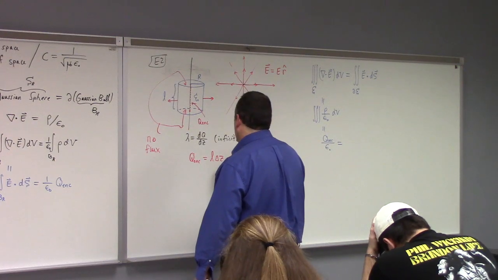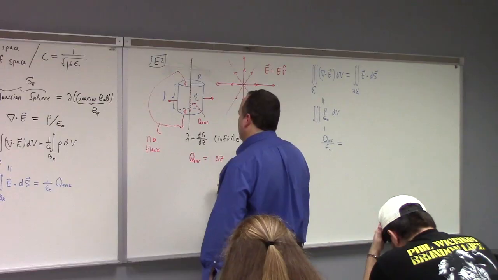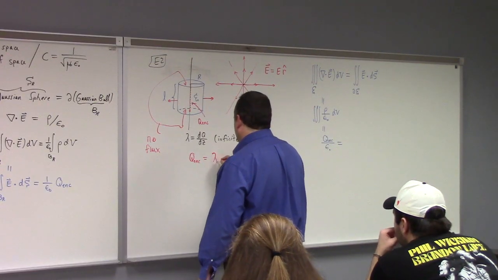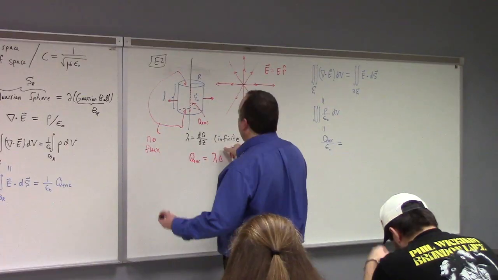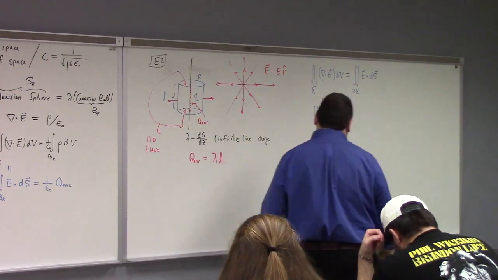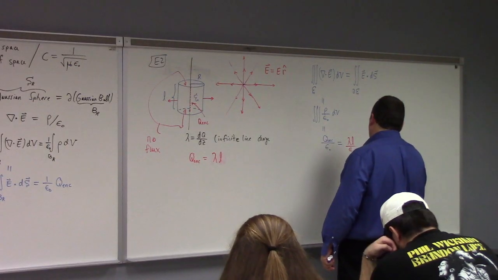My bad, what's L? Listen to me. Lambda. My change in z is L. Sorry, my brain is not working. So lambda times the change in z. Goodness gracious. Lambda times L is the charge enclosed. All right, finally. So lambda L over epsilon naught, that's my charge enclosed.